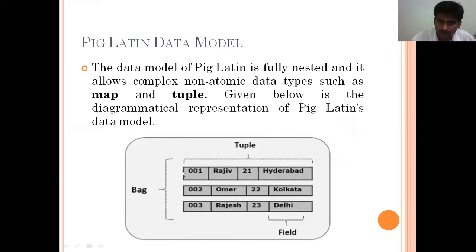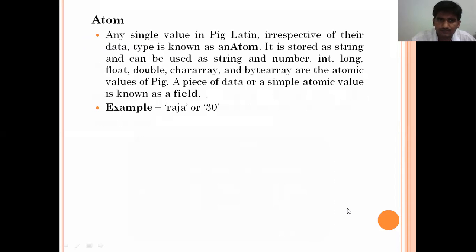If you consider all the columns, that is known as a tuple. All the rows you can consider a bag. If you consider one particular part in one row or column, that one particular thing is known as a field. So what is an atom? Any single value in Pig Latin. One particular field is known as an atom, irrespective of its data type.